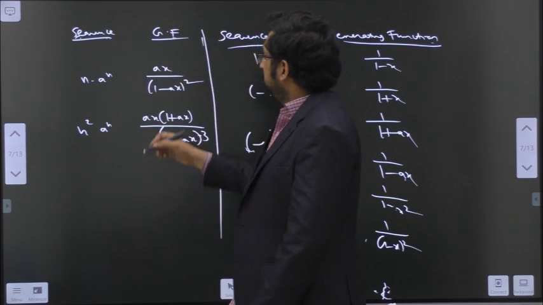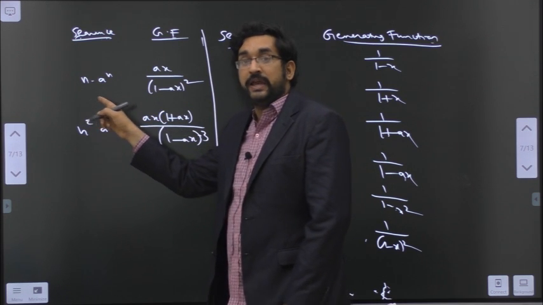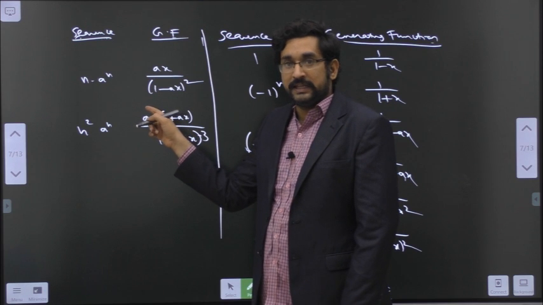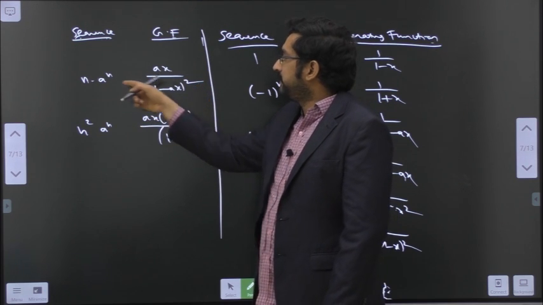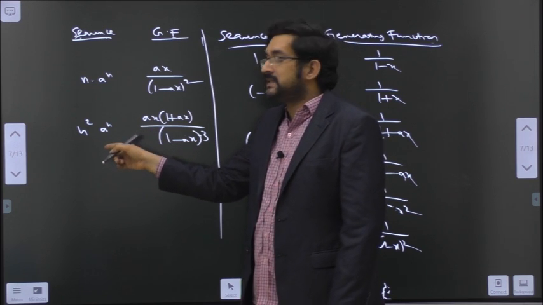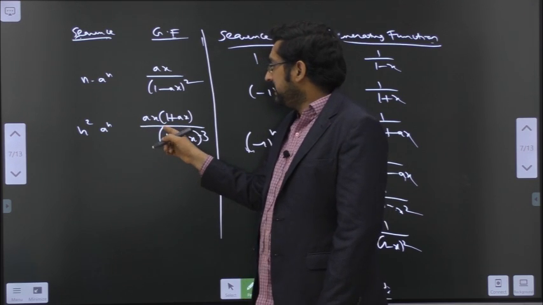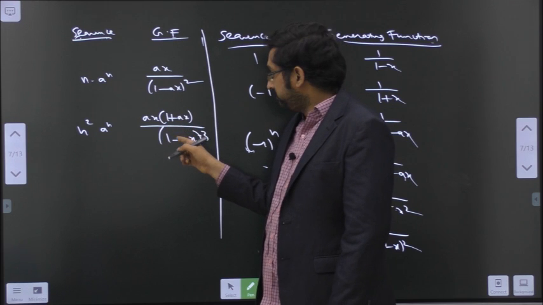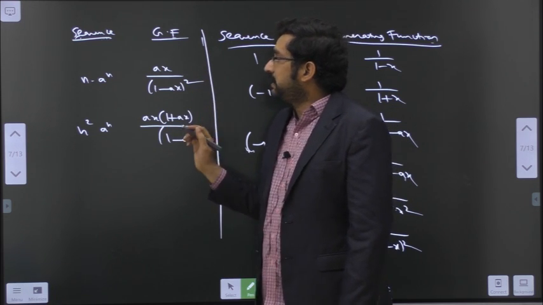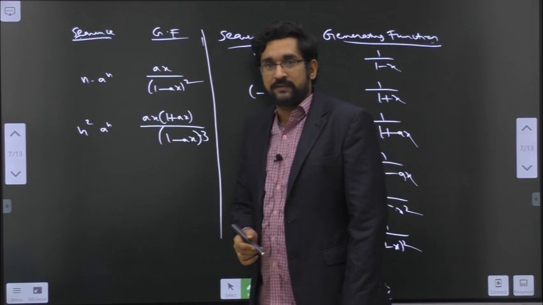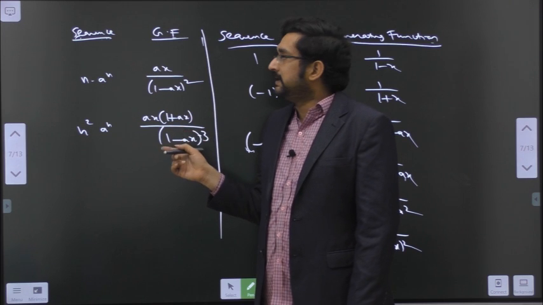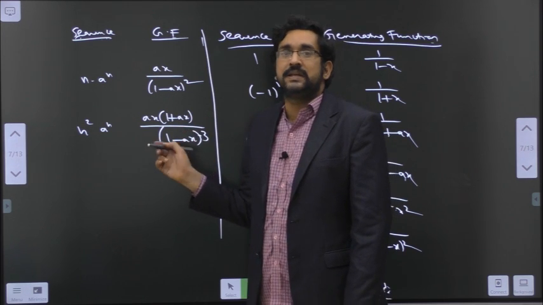Similarly, for the sequence n into a power n, ax by (1 minus ax) whole square is the generating function. And for the sequence n square into a power n, ax into (1 plus ax) by (1 minus ax) whole cube is the generating function. Now we will see some problems on solving recurrence relations using generating functions.